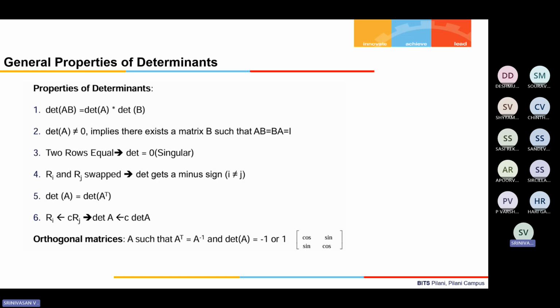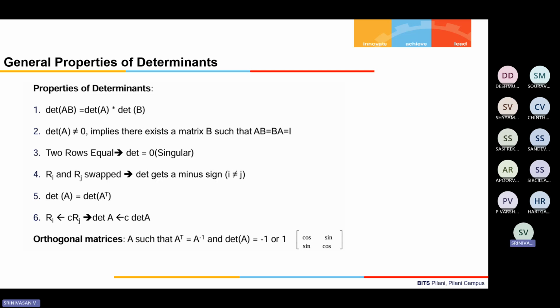Then here, orthogonal matrices. When will you say a matrix to be orthogonal? And this, of course, has nothing to do with this topic here. This is something projected here which has nothing to do with this property. So ignore it. Just look at this. This is a very important definition that you can think of.